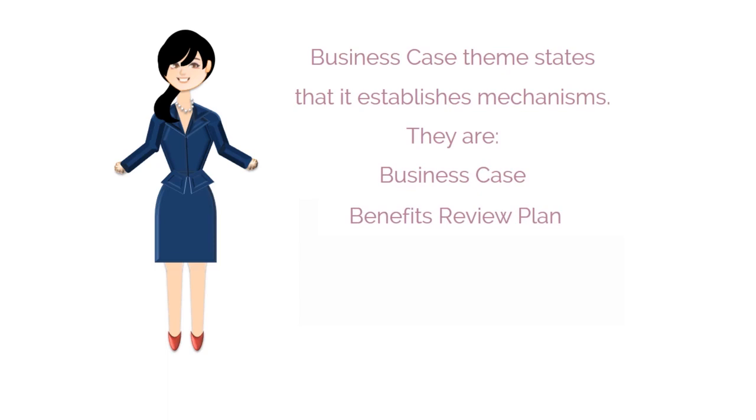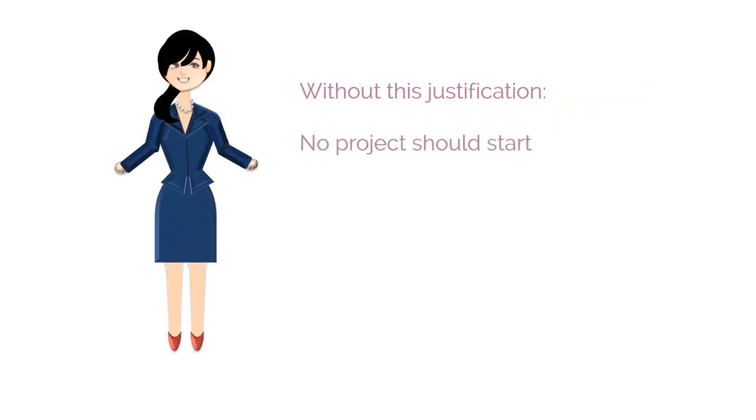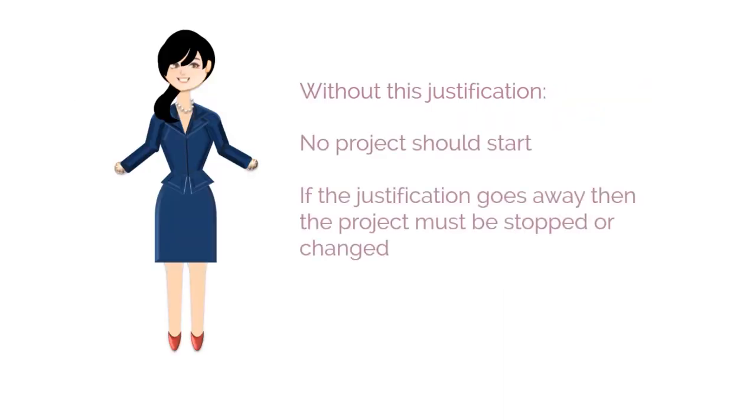Before we discuss what a business case is, what goes into the business case, and what a benefits review plan is, and what goes into it, let's talk about what business justification in itself is. We know that one of the principles of PRINCE2 is that a project must have a continued business justification. The business justification is the reason for the project. Without this justification, no project should start. And if the justification goes away, then the project must be stopped or changed.